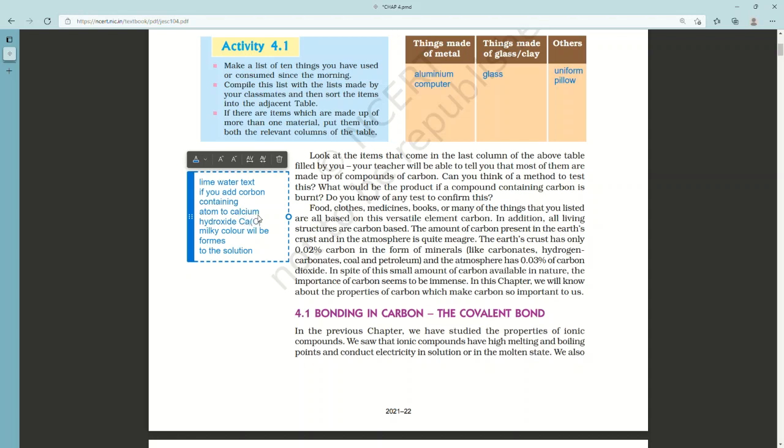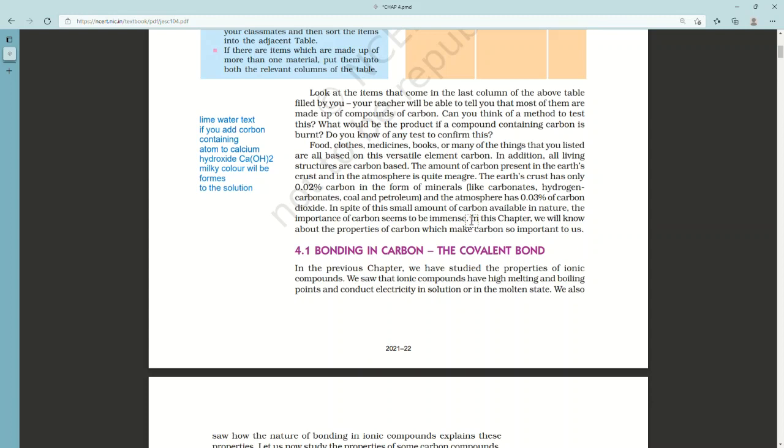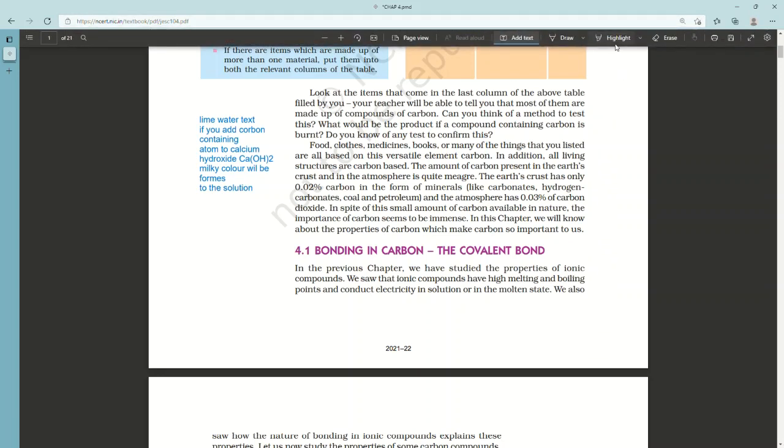First, things made of metal. Second, things made of glass or clay. And third, others. Look at the items that come in the last column of the above table filled by you. Your teacher will be able to tell you that most of them are made up of compounds of carbon. Can you think of a method to test this? What would be the product if a compound containing carbon is burned? Do you know of any test to confirm this?